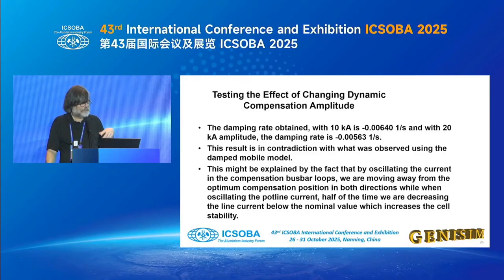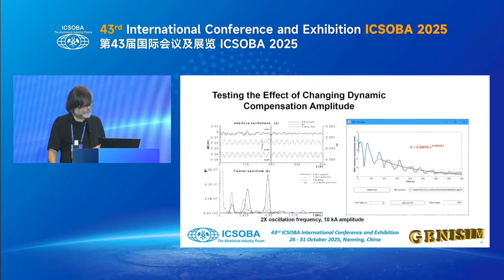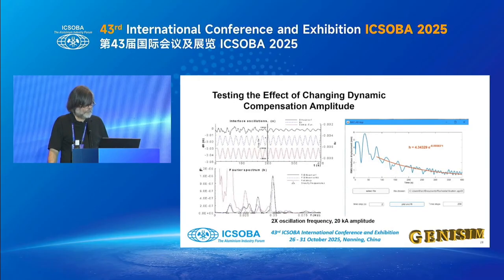But the issue is that every time I try something, I have to wait overnight to get the solution with MHD Valdez. So here is the solution for the 2x, 10 kiloamps amplitude. That is the best number I've got, the best damping I got. And the 20 kiloamps amplitude is not as good.